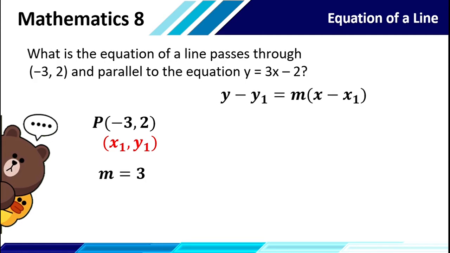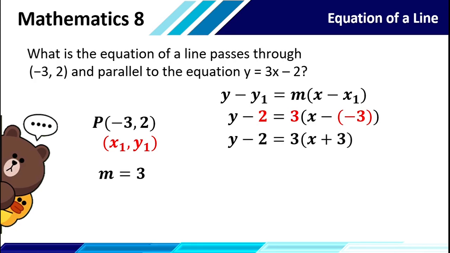Therefore, we can use the point-slope form, which is y minus y sub 1 is equals to m times x minus x sub 1. Just substitute our given to the formula. So we will have y minus 2 is equal to 3 times the quantity x minus negative 3. Let's simplify this one so that it will be clearer for us. So we will have y minus 2 is equals to 3 times the quantity x plus 3. Now we can distribute our slope to the factors inside the parentheses. So we will have y minus 2 is equal to 3x plus 9.